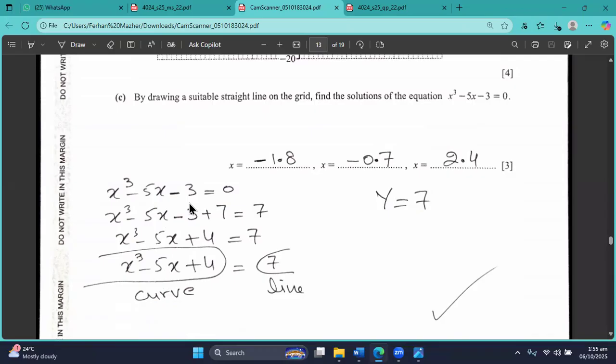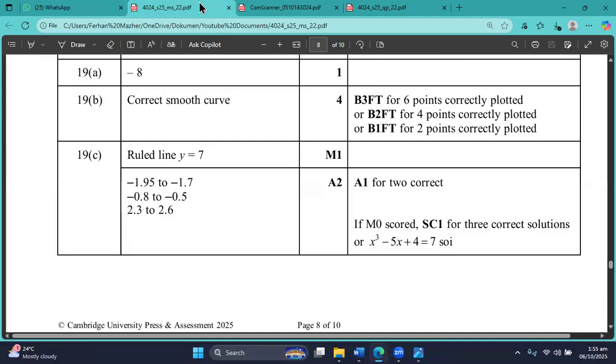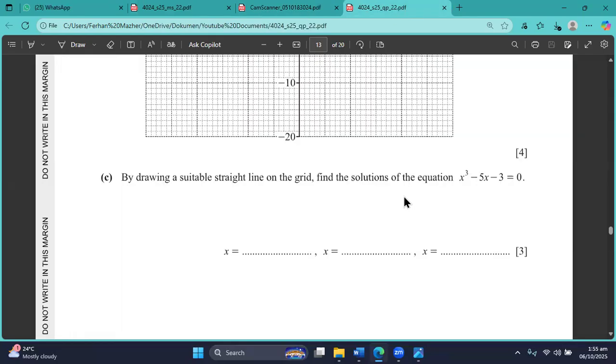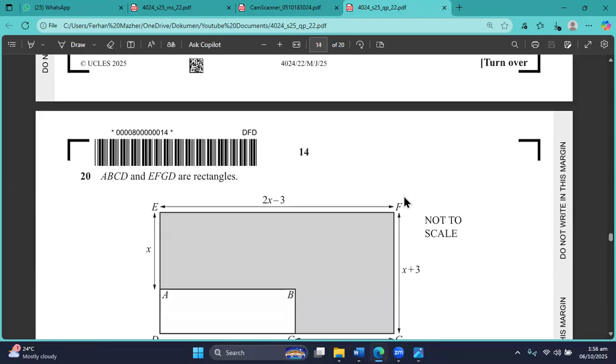So on the left side, you have to make that expression whose graph you have already drawn. So that's how you do it. So the answers I have already checked, they are good. So this is how you do question number 19. Okay, so we are going to the next question.